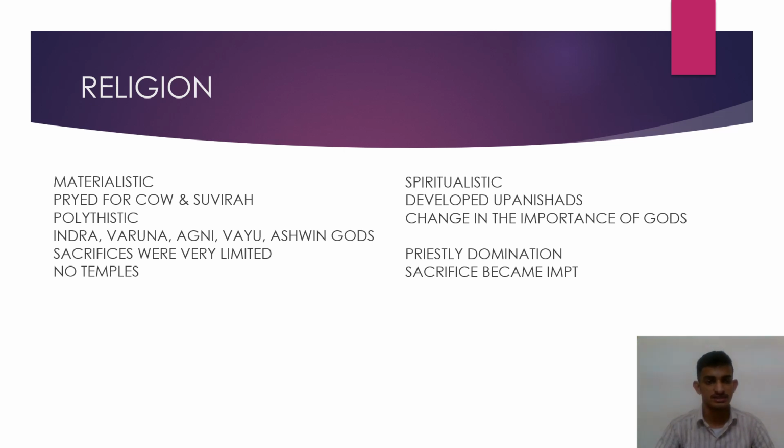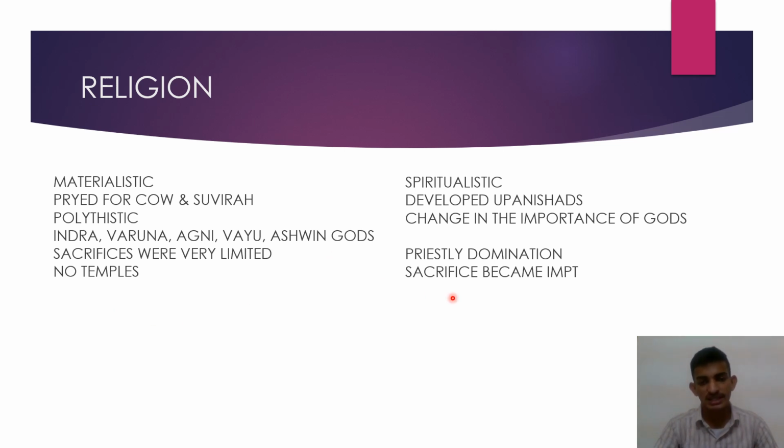Let's go through the religion. First of all, let's go through the religion of the early Vedic age. The gods were treated as materialistic. And the people of the early Vedic age prayed for the cow and the Suvira. Suvira is nothing but a good son. The religion was polytheistic. It means that there were many gods and they prayed to many gods. Some of them were Indra, Varuna, Agni, Vayu, and Ashwin gods. I think many of you know who these are. And the sacrifices were very limited, and there were no temples during the time of early Vedic age.